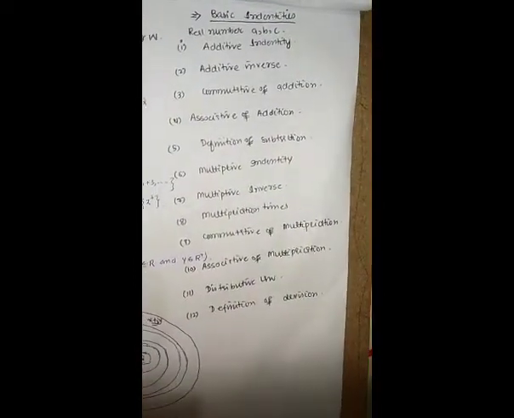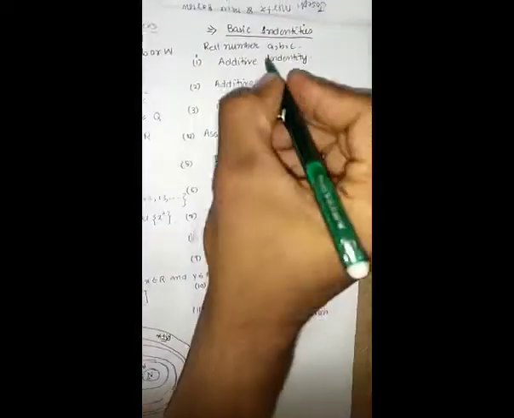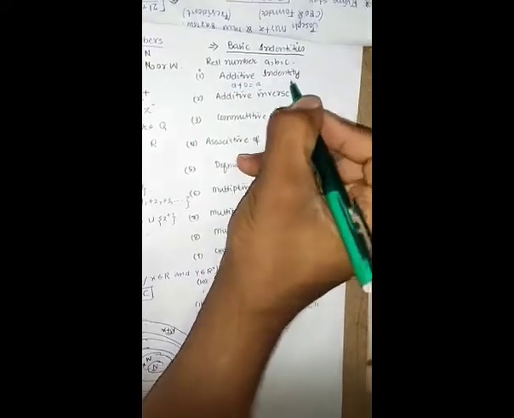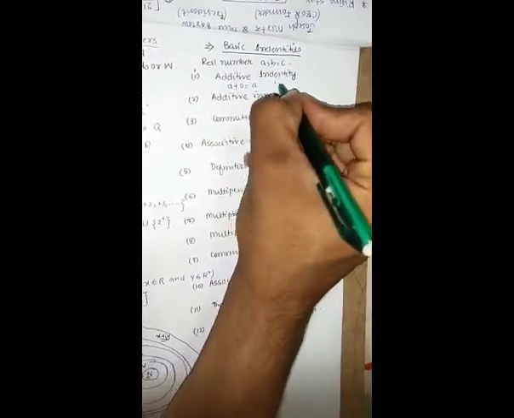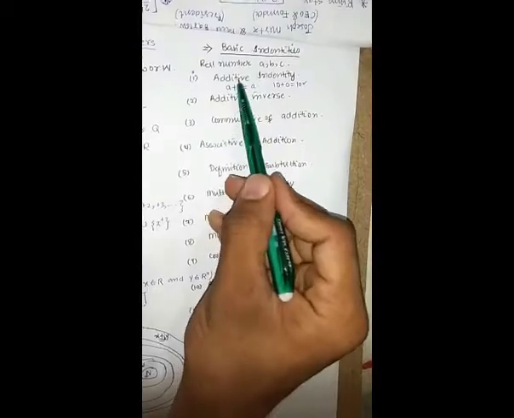So we are discussing their basic identities. What is called the additive identity? Whenever we add 0 to any number, the result will remain the same. So this is called the additive identity. It means that when 10 plus 0, it will remain the same digit. So 0 is called the additive identity.